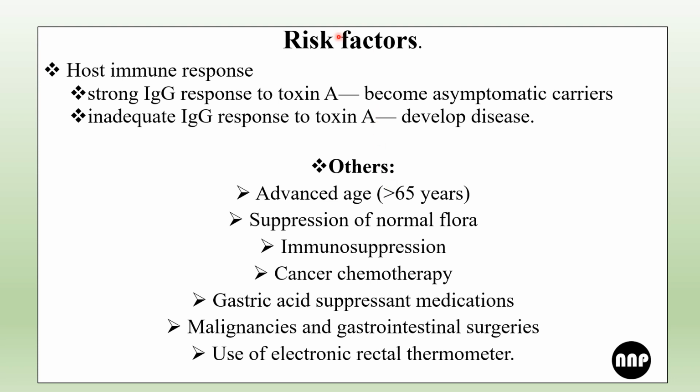Then suppression of the normal flora. How does this happen? Normal flora helps in converting the primary bile salts to secondary bile salts, which in turn resist the germination of spores. But once the normal flora is disrupted, it will increase the susceptibility towards the infection. Then we have immunosuppression, cancer chemotherapy, gastric acid suppression medications, malignancy and GI surgeries, and use of electronic rectal thermometer. These are the risk factors for C. difficile infection.